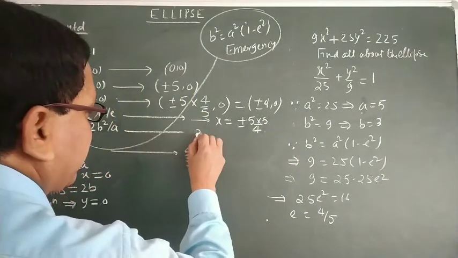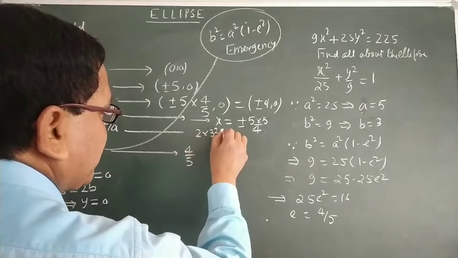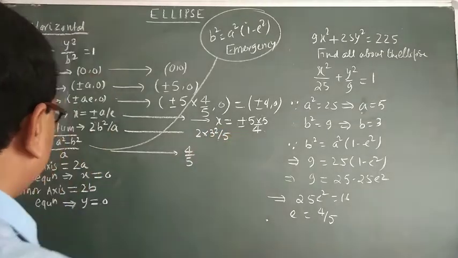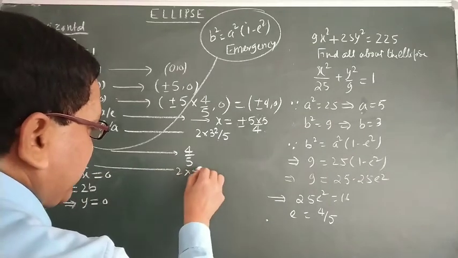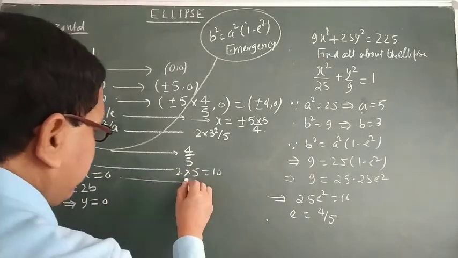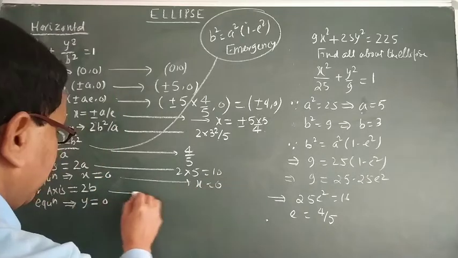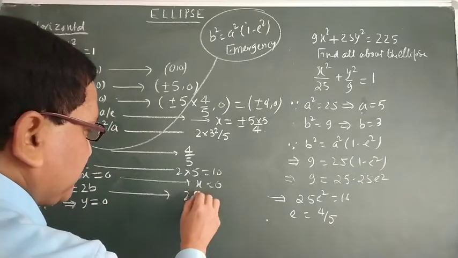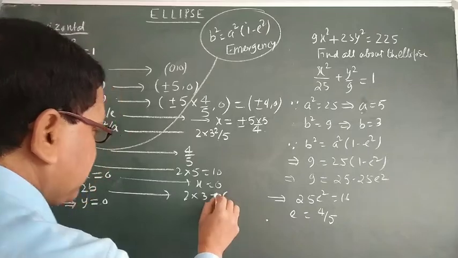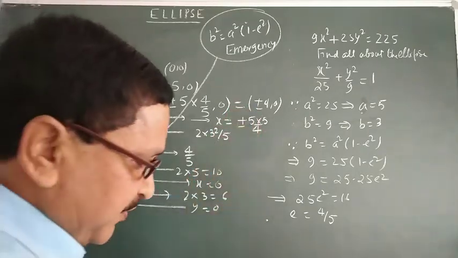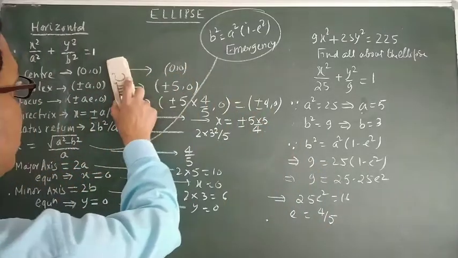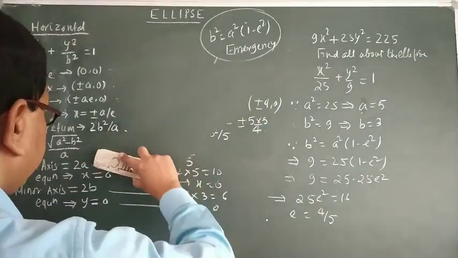Now 2b square by a, 2 into 3 square by a which is 5. Eccentricity known to us. 2a is 2 into 5, 10. This is same, x is equal to 0. This is 2b, 2 into 3, 6. And the equation will remain same, y is equal to 0. So everything is established. Now moving towards another problem.